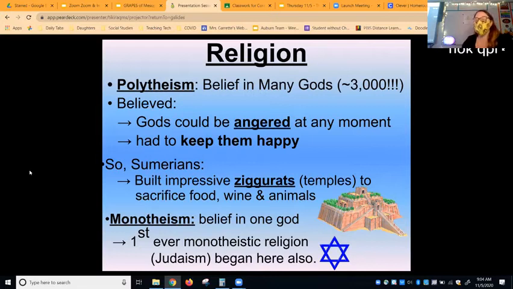The Mesopotamians believed in about 3,000 different gods and goddesses. And they were mostly based on nature. Goddess of fire, wind, saltwater, freshwater, like harvest, all that kind of stuff. The Mesopotamians very strongly believed that the gods could be angered at any moment. So it was their job to keep them happy. And they felt like if they angered the gods and they didn't keep them happy, they would cause natural disasters, or the crops wouldn't grow, or things like that. So they thought it was their job to keep the gods happy.